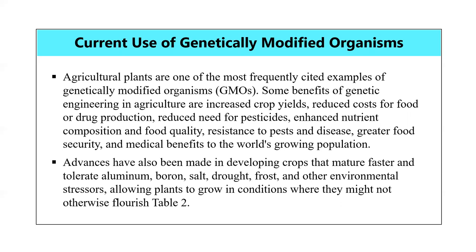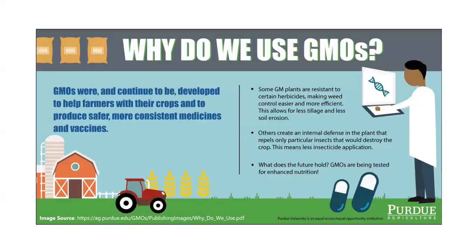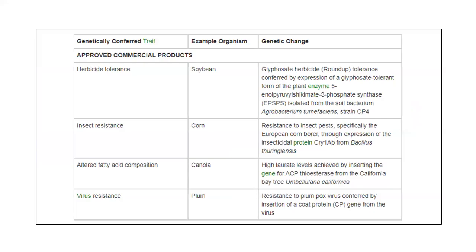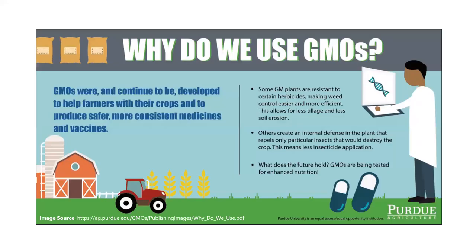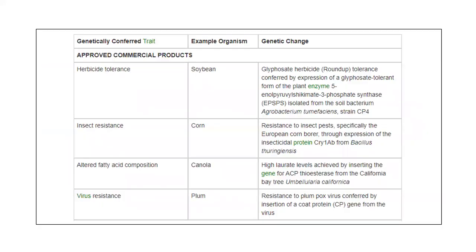So these are some genetically modified organisms which have been engineered in a way that they will mature faster and tolerate the presence of aluminum, boron, salt, drought, frost, and other environmental stressors. These are examples. Okay, so we have soybean, corn, canola, and plum.